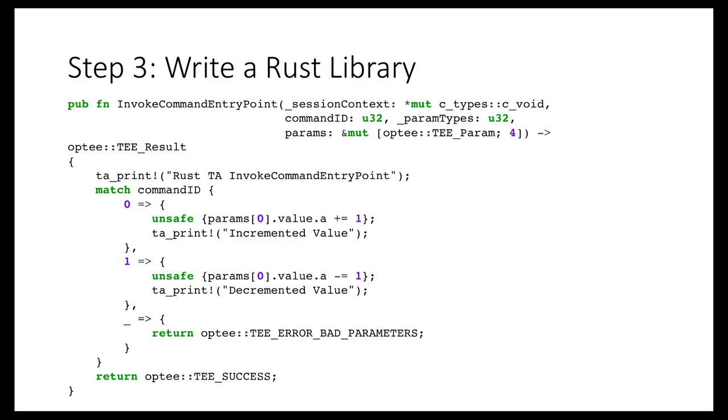This is where we need to call an unsafe, because we're modifying essentially raw memory here. And we're taking param 0.value.a and incrementing it by 1. So in this case, command value 0 is increment. And then it will print incremented value, just so we know. And then we have command value 1, which is also just a different match value, and it's going to do the same thing except decrement the value and print decremented value.